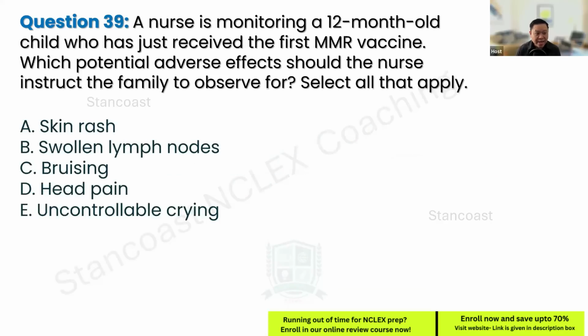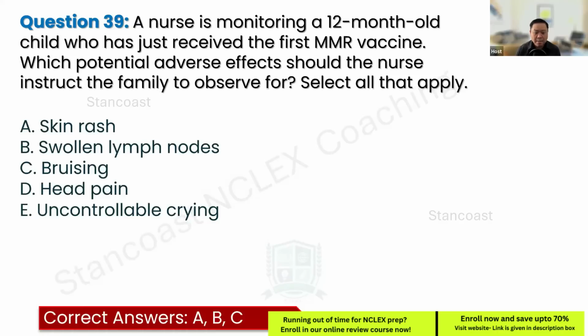Let's have number 39. A nurse is monitoring a 12-month-old child who has just received the first MMR vaccine. Which potential adverse effects should the nurse instruct the family to observe for? Select all that apply. A. Skin rash. B. Swollen lymph nodes. C. Bruising. D. Head pain. E. Uncontrollable crying. The correct answers here are letters A, B, and C.